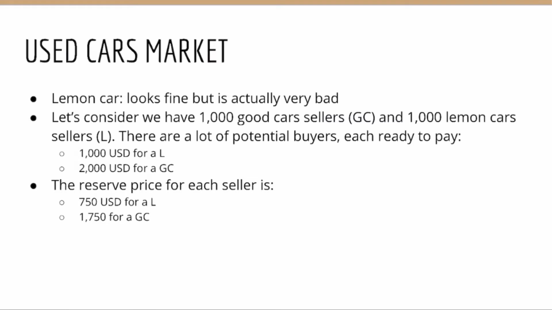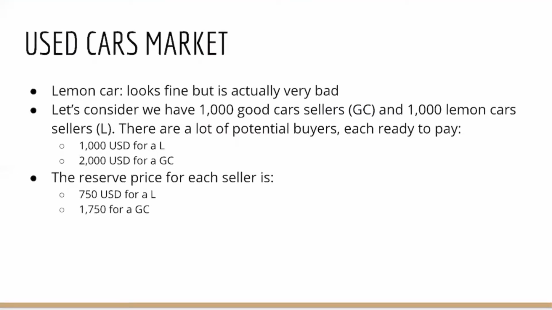And we define a lemon car as a car that looks fine but is actually very bad. And we consider that we have 1,000 good car sellers that we denote GC and 1,000 lemon car sellers that we denote L. There are a lot of potential buyers and each are ready to pay $1,000 for a lemon car and $2,000 for a good car. The reserve price for each seller, which is the minimum price at which they agree to sell the car, is $750 for a lemon and $1,750 for a good car.